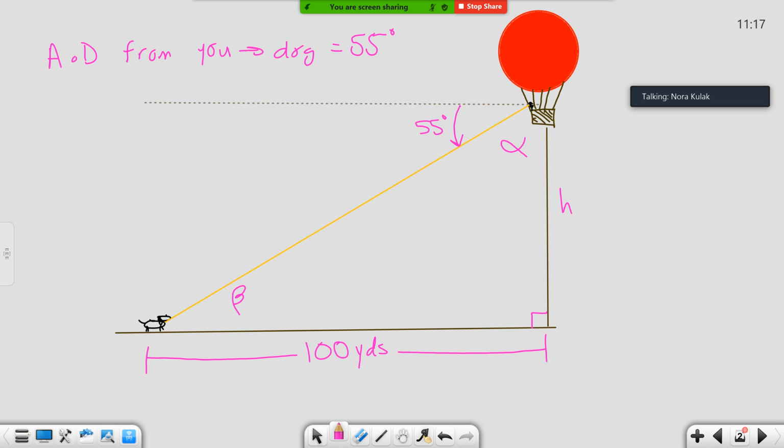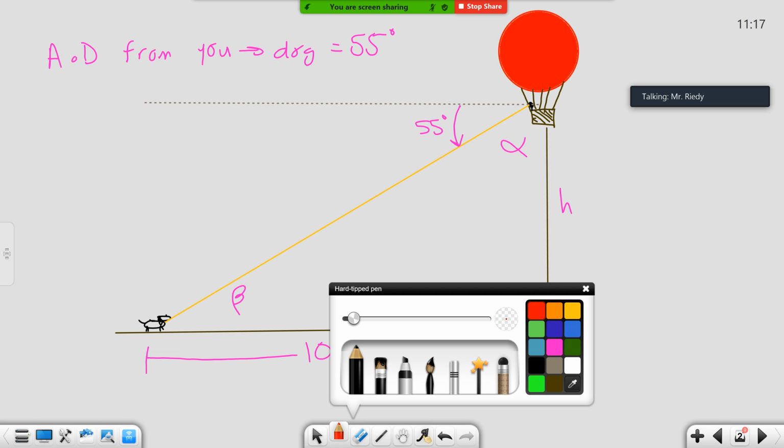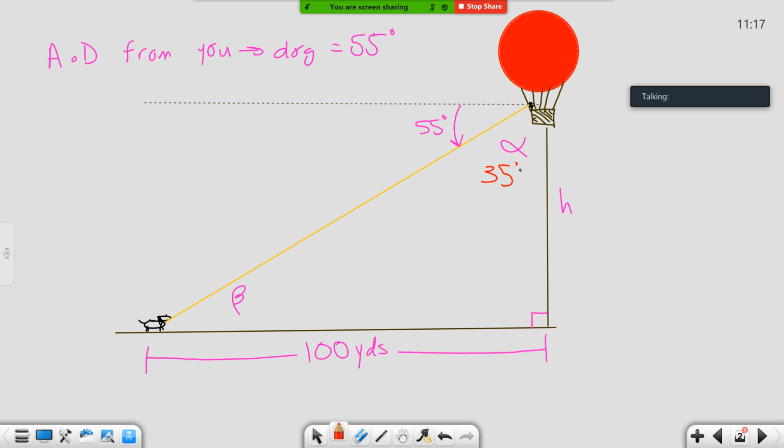Yeah, I said subtract 55 from 90 degrees to get alpha. Perfect. So that would make this 35 degrees. Okay, is everybody good with that? Excellent. How big is angle beta?